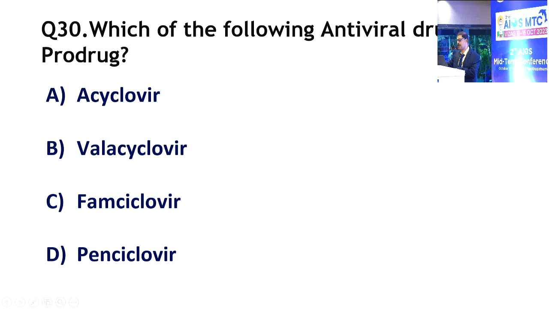Question number 30. Which of the following antiviral drugs is a prodrug? Option A, acyclovir. Option B, valacyclovir. Option C, famciclovir. Option D, penciclovir. Which is a prodrug among them?